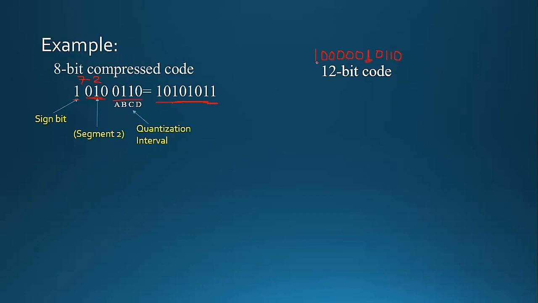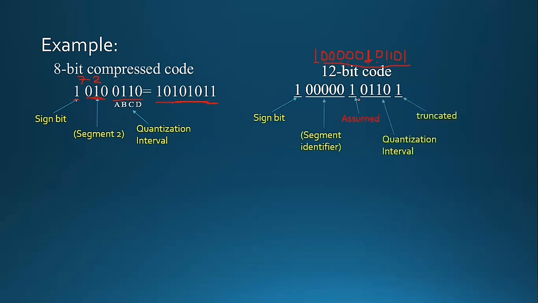And to complete the 12-bit code, we have to count how many bits we have now. 1, 2, 3, 4, 5, 6, 7, 8, 9, 10, 11. That means we have 1 bit that is lacking to complete the 12-bit code. We have to reinsert the truncated bits. And for the most significant truncated bit, we have to reinsert 1. So that completes our 12-bit code. So we have the sign bit 1, 5 zeros, the 1 that we have assumed, the quantization interval, then the truncated bit.